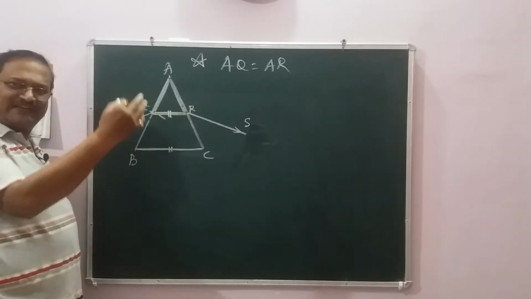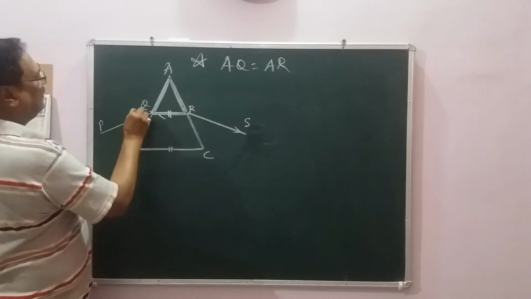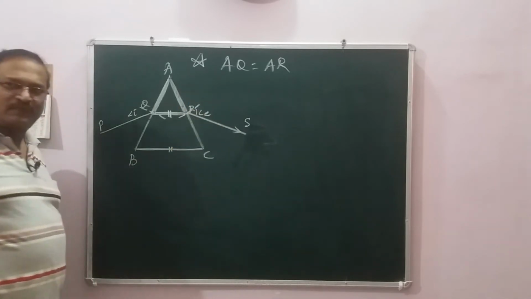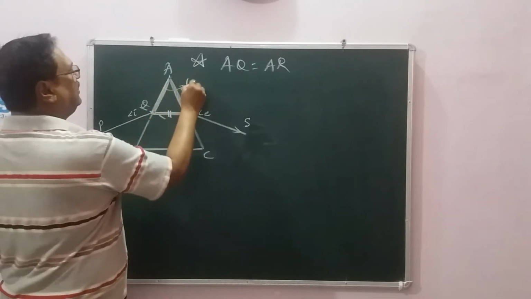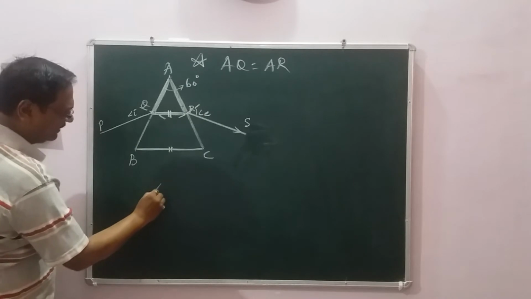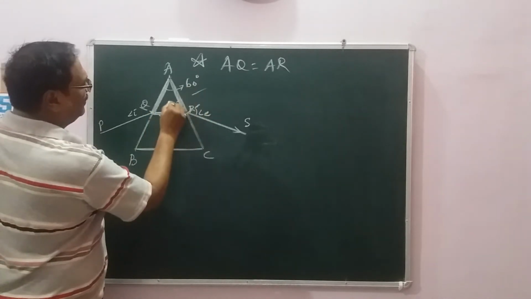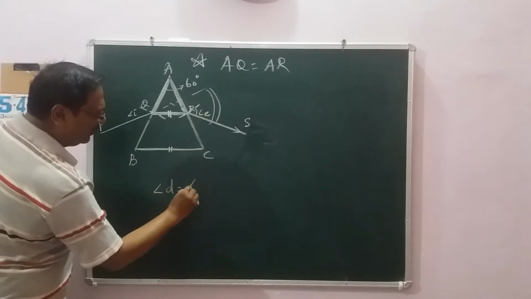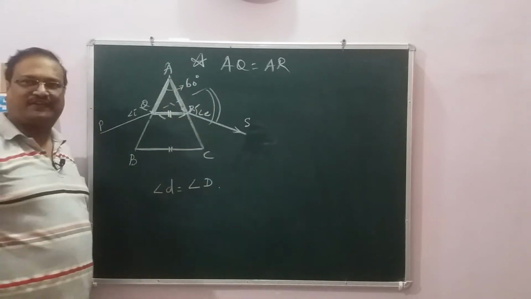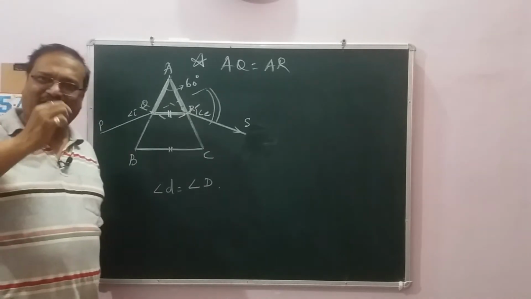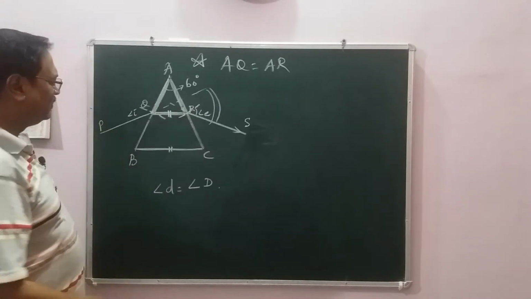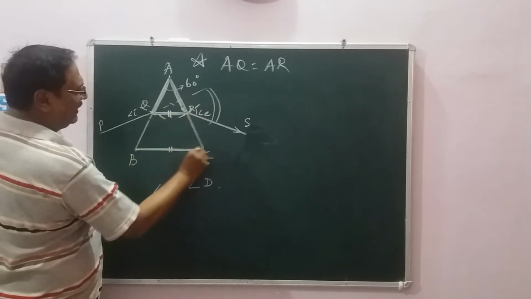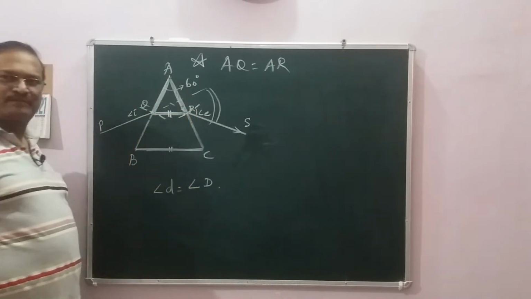What does that mean? When will it happen? That time the angle of incidence will be equal to the angle of emergence. And for a 60-degree prism, you will find that the angle of deviation will be equal to the angle of minimum deviation. Yes, at the angle of minimum deviation, the refracted ray inside the prism will be parallel to the base. That is the first condition.